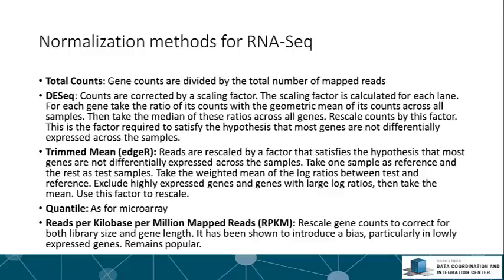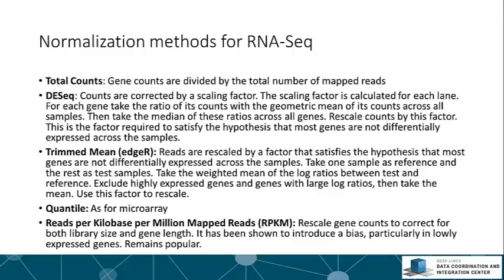The idea behind this is that this is the scaling factor which will appropriately rescale the data such that most genes will not be differentially expressed. So this hypothesis that most genes are not differentially expressed is satisfied after this transformation is applied.